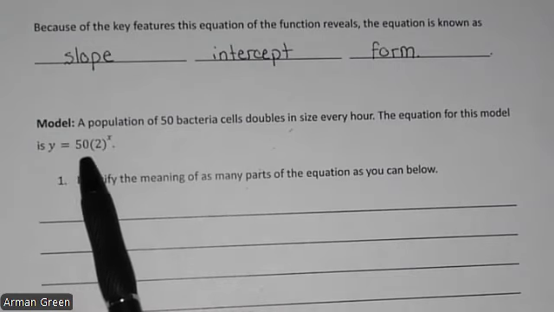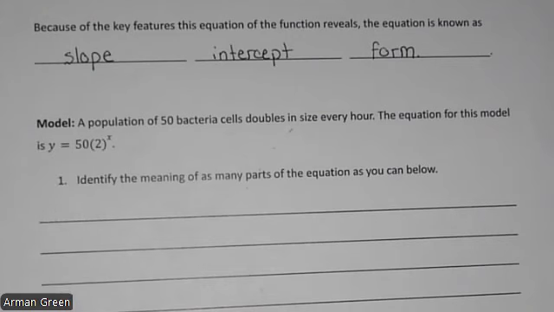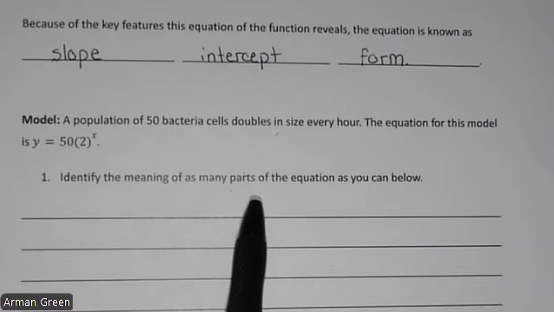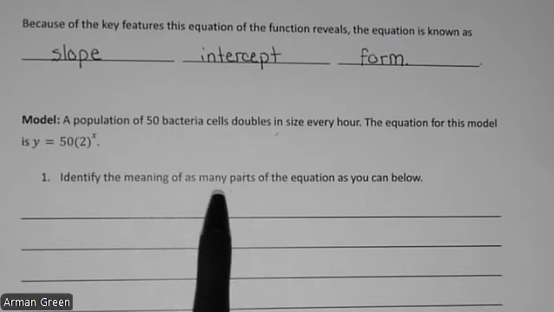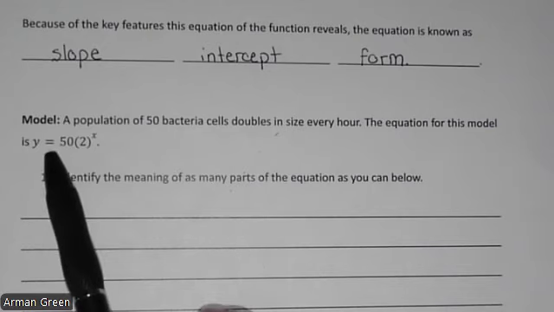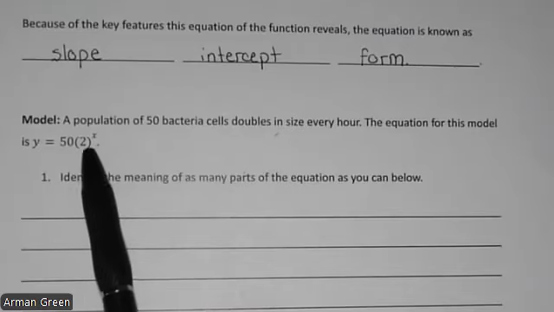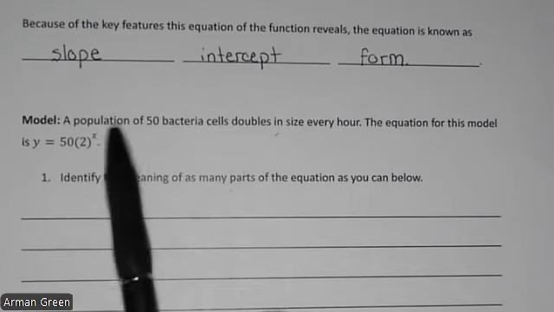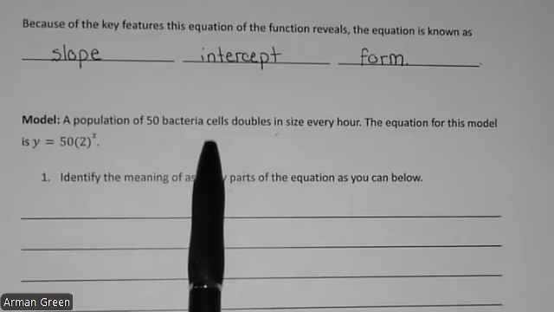Now, looking at this function, what we just want to do first is identify the meaning of as many parts of this equation as possible. So we would want to figure out, well, what does this 50 represent? What does this 2 represent? What is x in this case? And what is y? What do they all represent in terms of this problem?